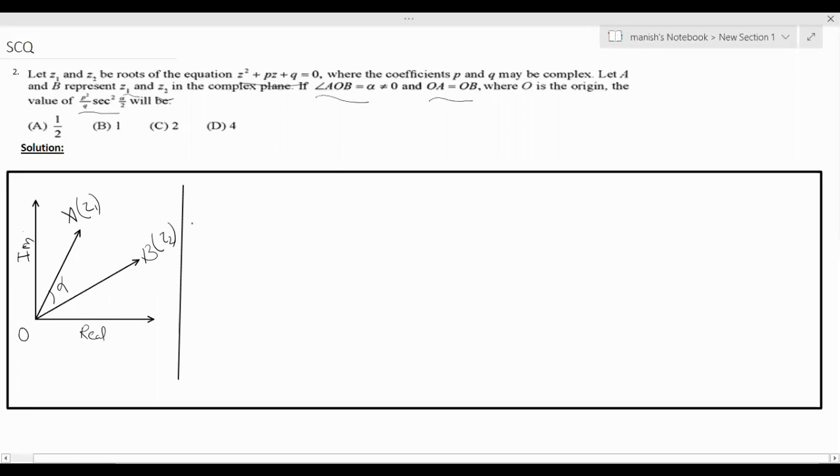So one simple application I'm going to use here. If you have a complex number, and you want to rotate that complex number by an angle alpha, you don't have to do anything. You just have to multiply that complex number with the term e power i alpha. That is a very important result which we learn in complex numbers, and which is also an application of De Moivre's formula.